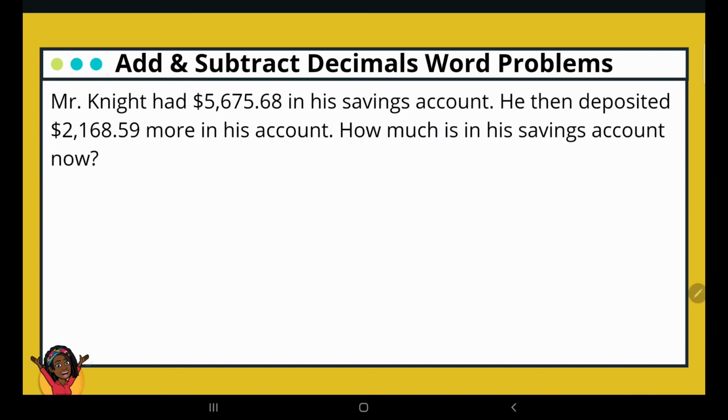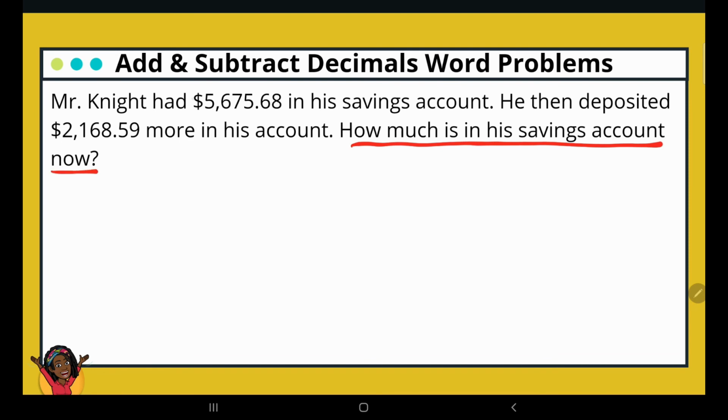Mr. Knight had $5,675.68 in his savings account. He then deposited $2,168.59 more in his account. How much is in his savings account now? So we want to know what is the total amount in his account now.